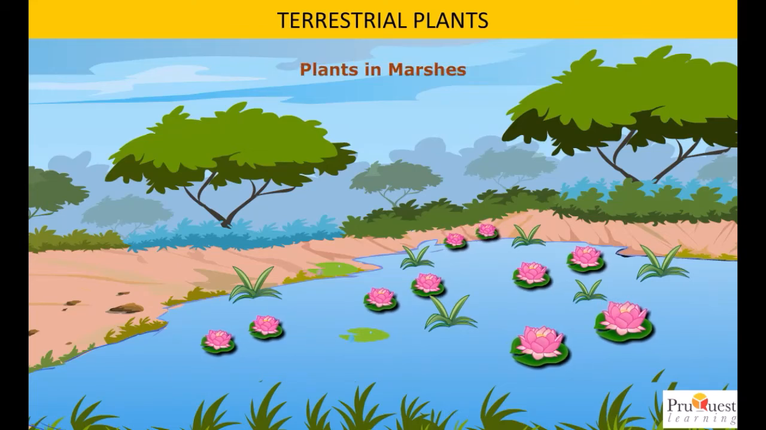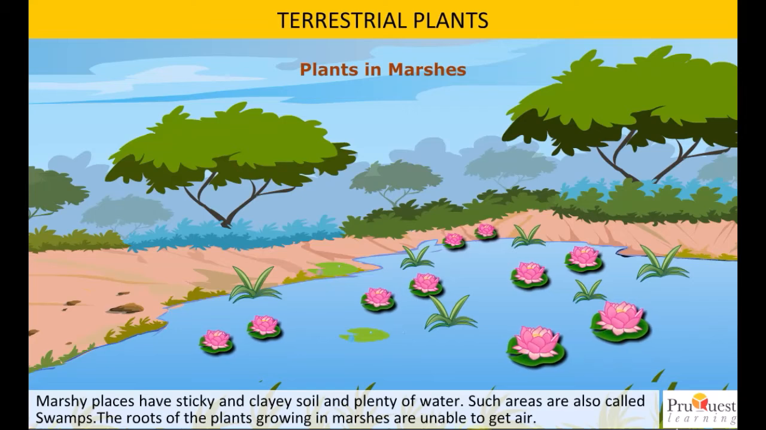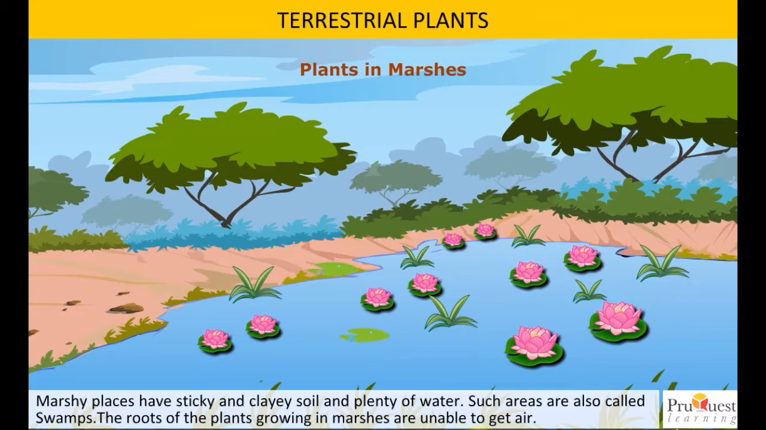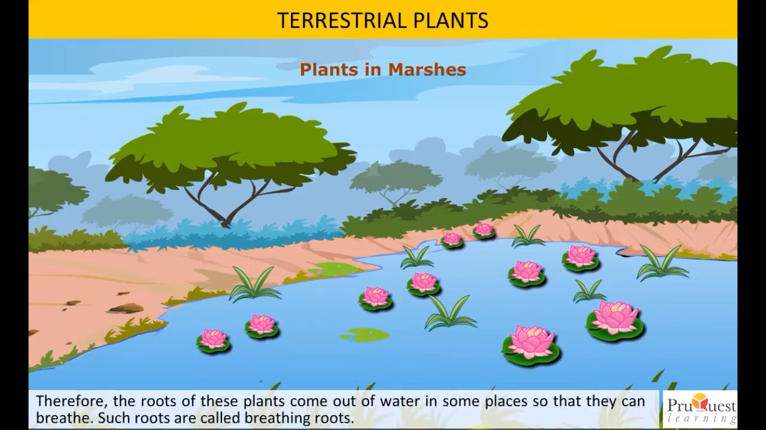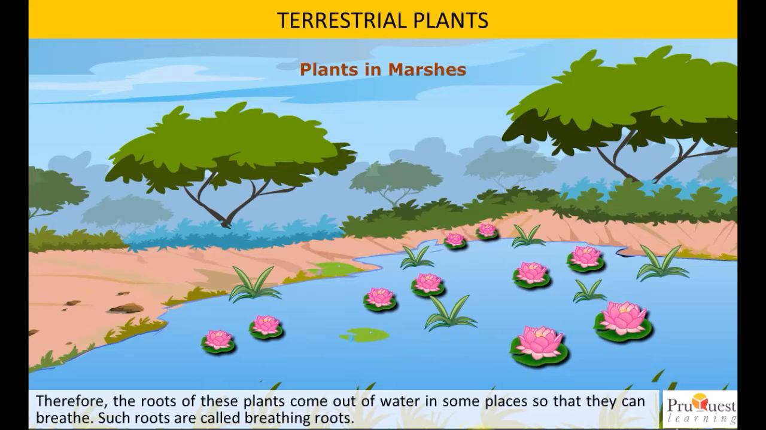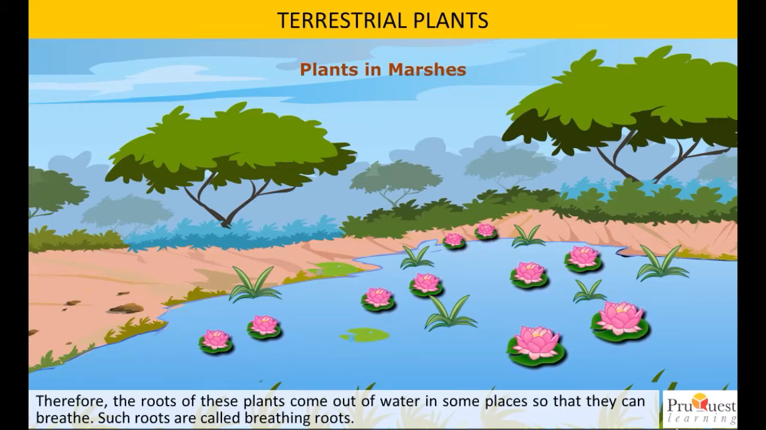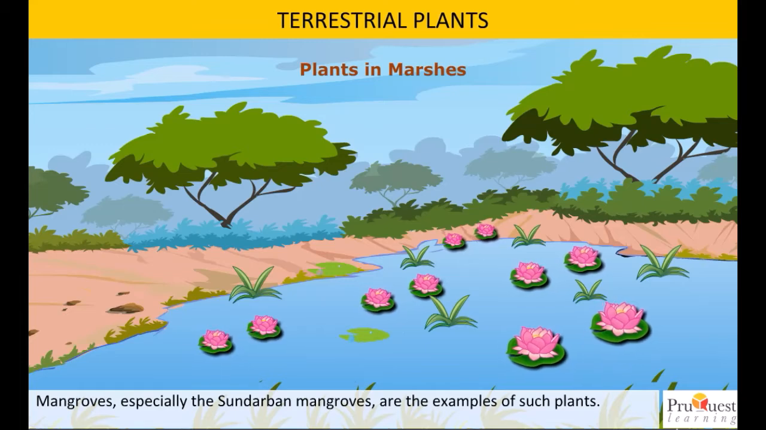Plants in marshes. Marshy places have sticky and clayey soil and plenty of water. Such areas are also called swamps. The roots of the plants growing in marshes are unable to get air. Therefore, the roots of these plants come out of water in some places so that they can breathe. Such roots are called breathing roots. Mangroves, especially the Sundarban mangroves, are examples of such plants.